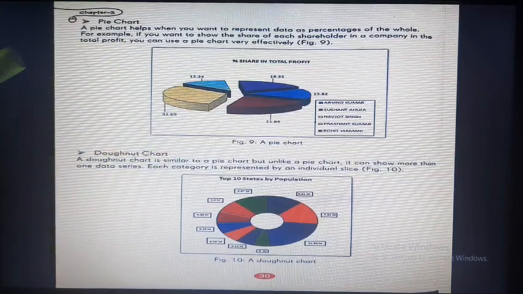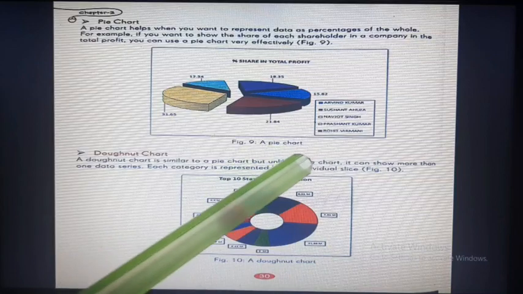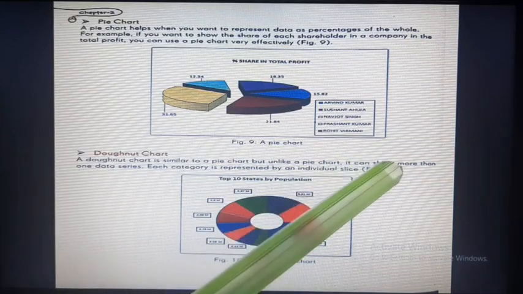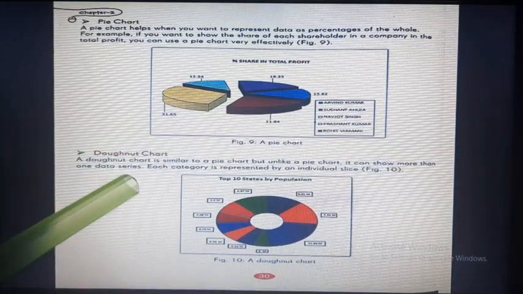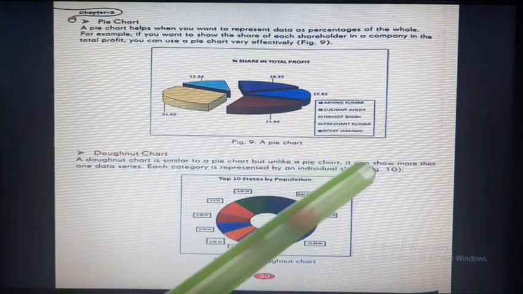Now the donut chart. Now let's see the donut chart. A donut chart is similar to a pie chart, but unlike a pie chart, it can show more than one data series. Each category is represented by an individual slice.